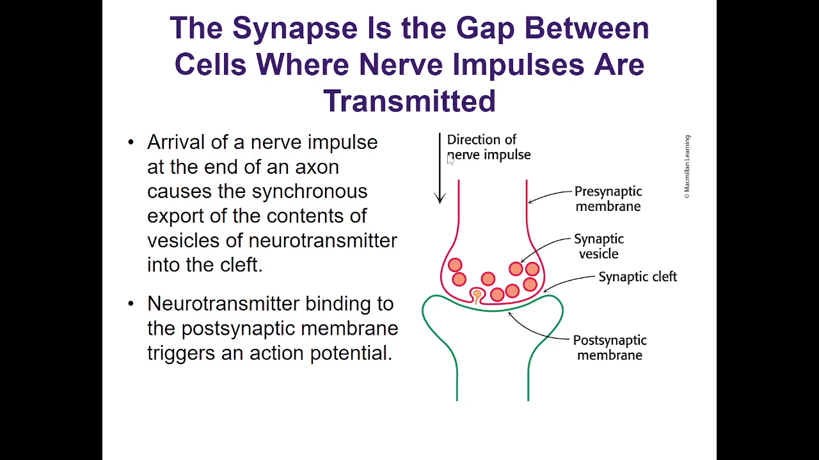Okay. Again, here's our direction of nerve impulse. You can always tell this because pre happens before post, right? So pre and post. Again, this is the presynaptic membrane. This is your axon here. The synaptic vesicles are right here. They're going to empty out into the synaptic cleft here. That's going to cause that binding to the postsynaptic membrane, which will then cause whatever your action potential will be.